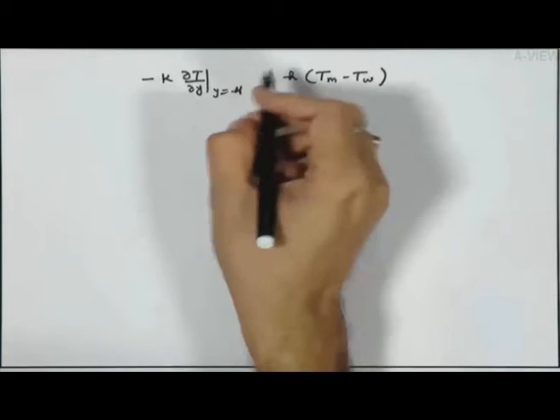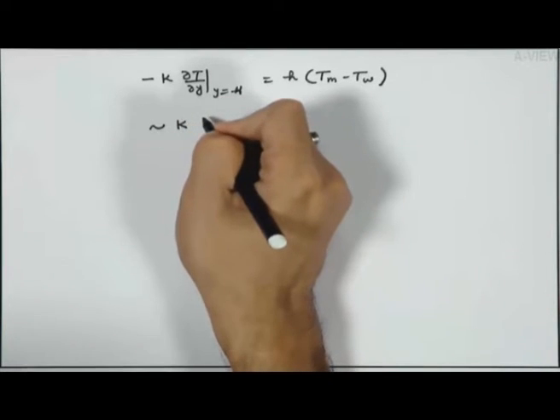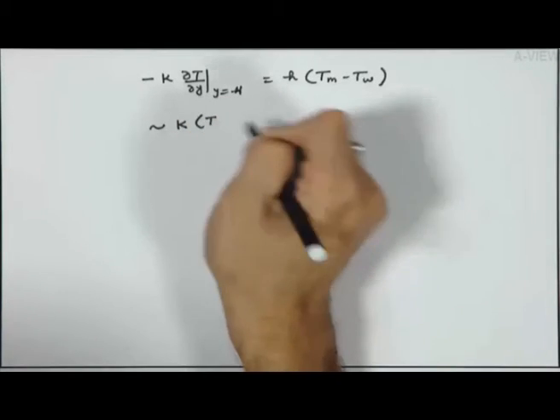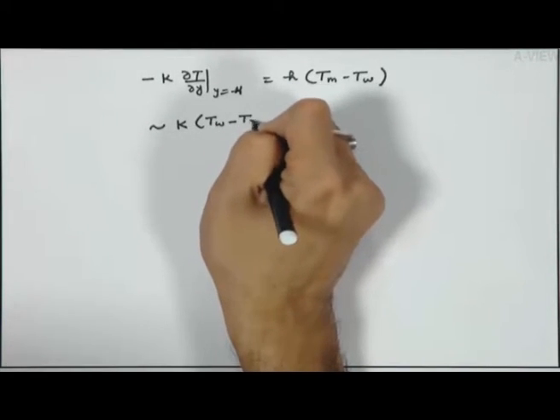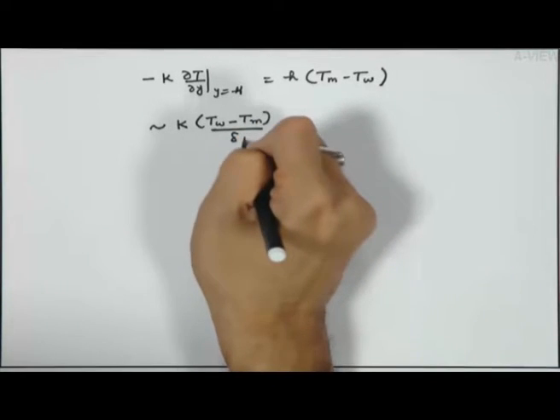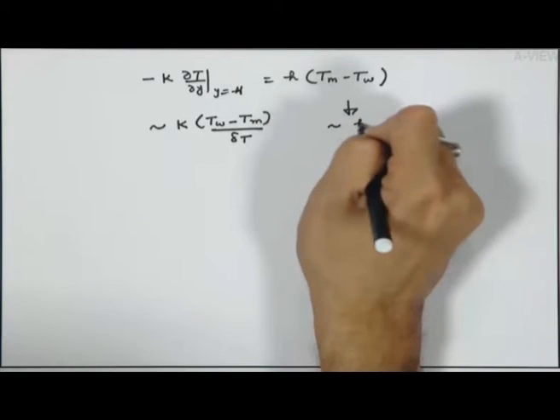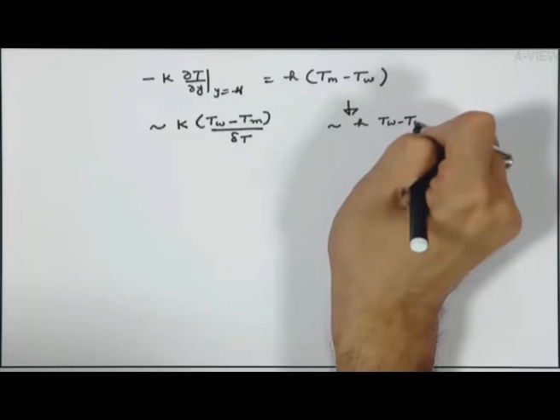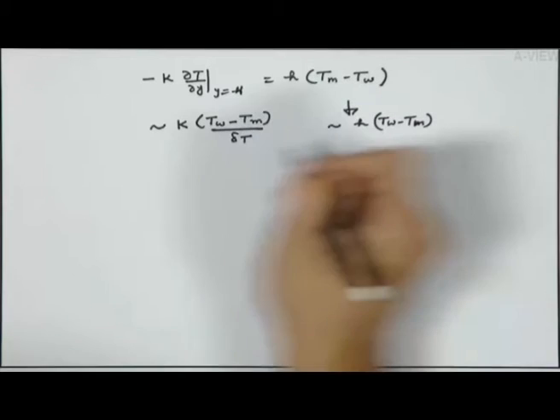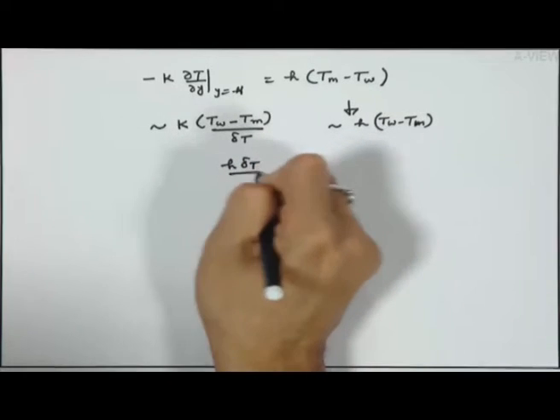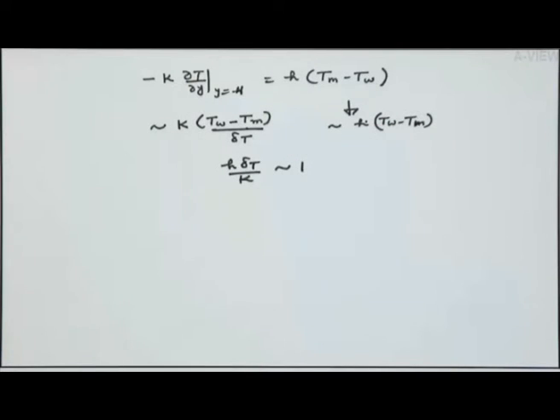Let us write an order of magnitude of this. So, what is the order of magnitude of this? K, what is del T del y? Del T del y is T1 minus Tm by delta t, and this is of the order of h into T wall minus Tm. So, we can write h delta t by k is of the order of 1 by equating the orders of these two, right.